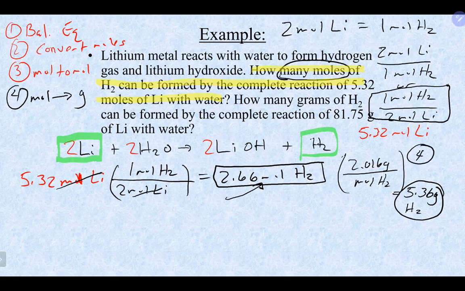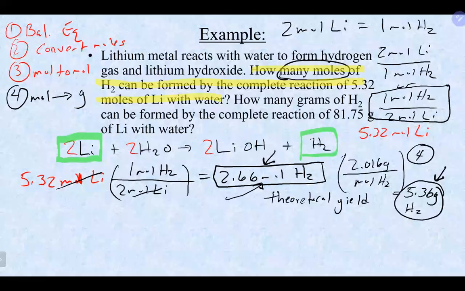By the way, this is how much product we would produce based on the starting material. So this is sometimes referred to as the theoretical yield. The theoretical yield is how much product you would make based on the equation and how much reactant you start with. This would be the theoretical yield in moles. This would be the theoretical yield in grams.